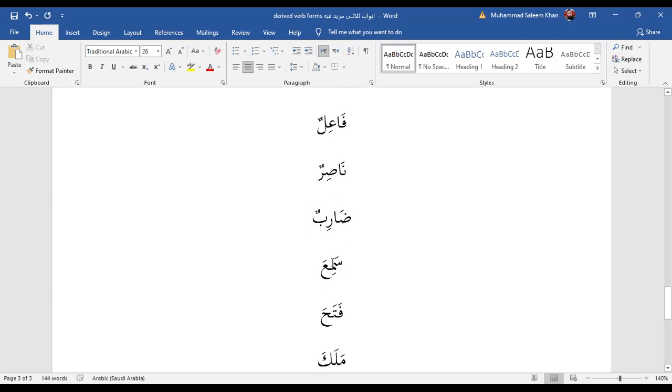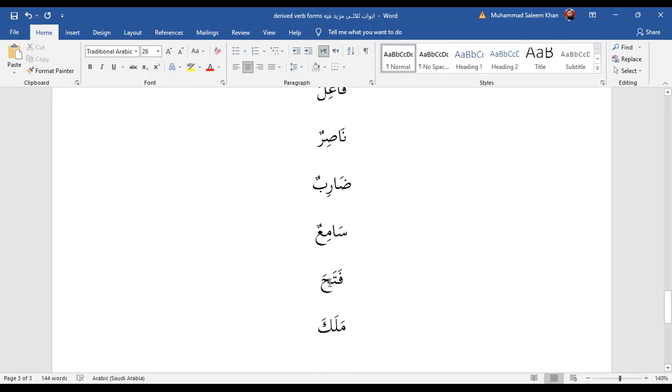Okay, what about sami'a? We add alif. It will be sami'un. Kasra is already there, so we only have to put tanween, so it becomes sami'un, the one who listens, right? And then we have fataha. From fataha we make fatihun. Fatihun, the one who opens or the one who conquers. Either one can be meant, it depends on the context.